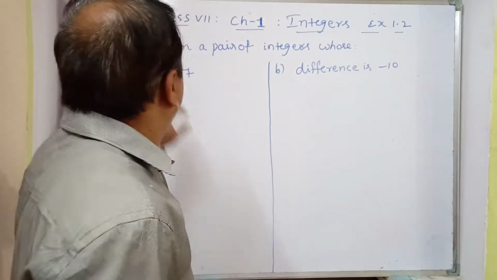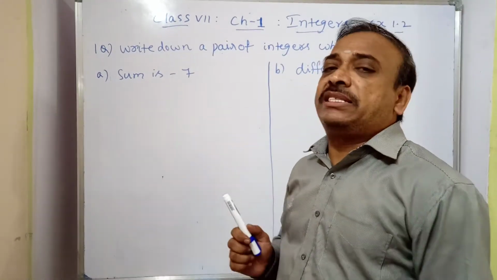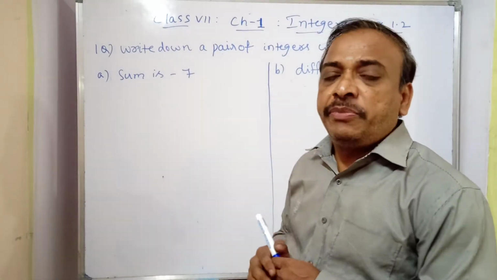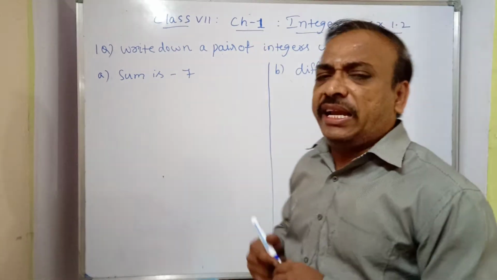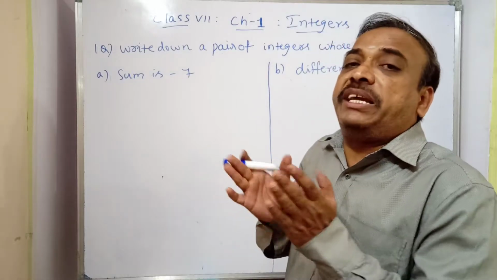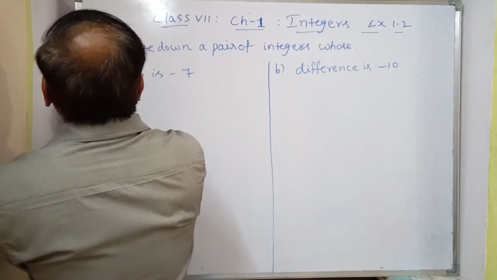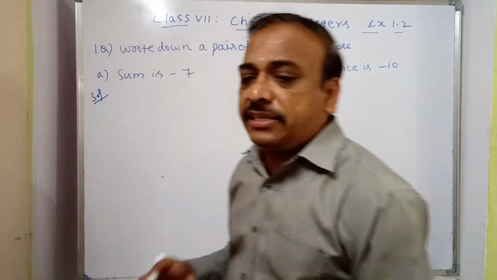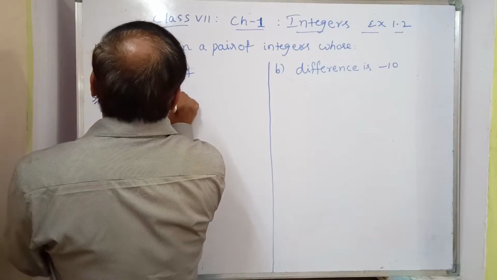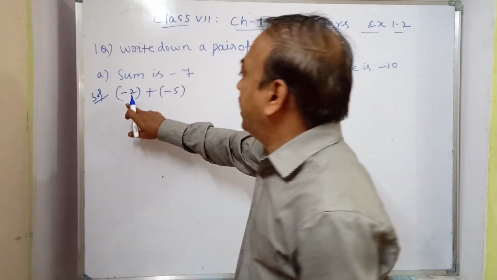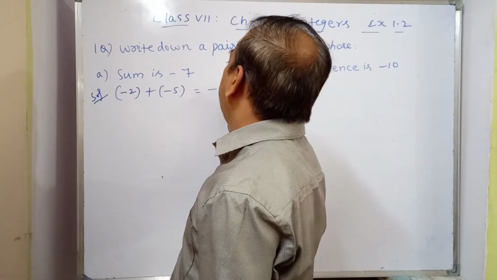The first question: write down a pair of integers whose sum is minus 7. You can write any type of integers, but they must be integers and the sum should be minus 7. Solution: any integers, yes, minus 2 plus minus 5. Both are negative integers. Minus 2 and minus 5 give minus 7.